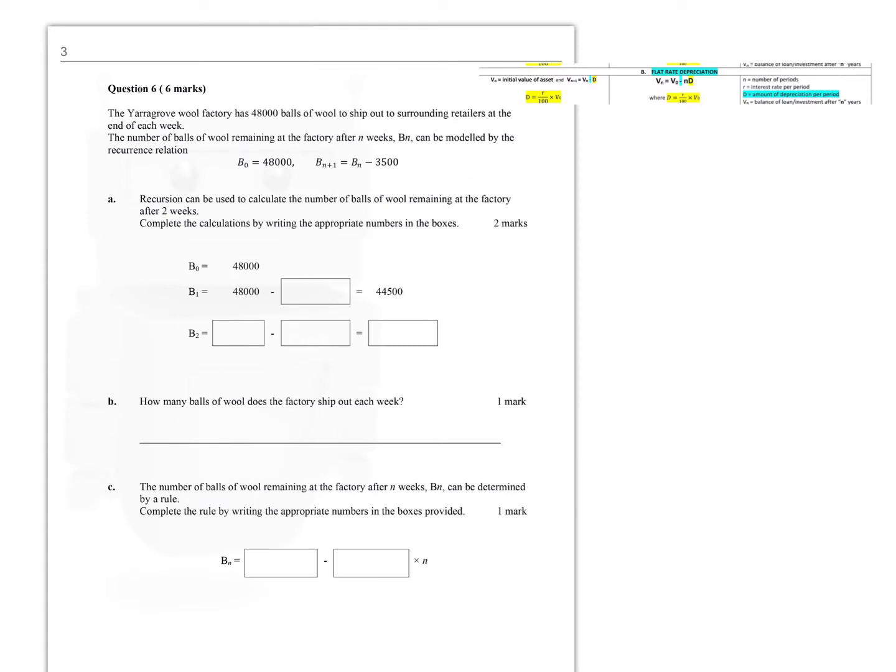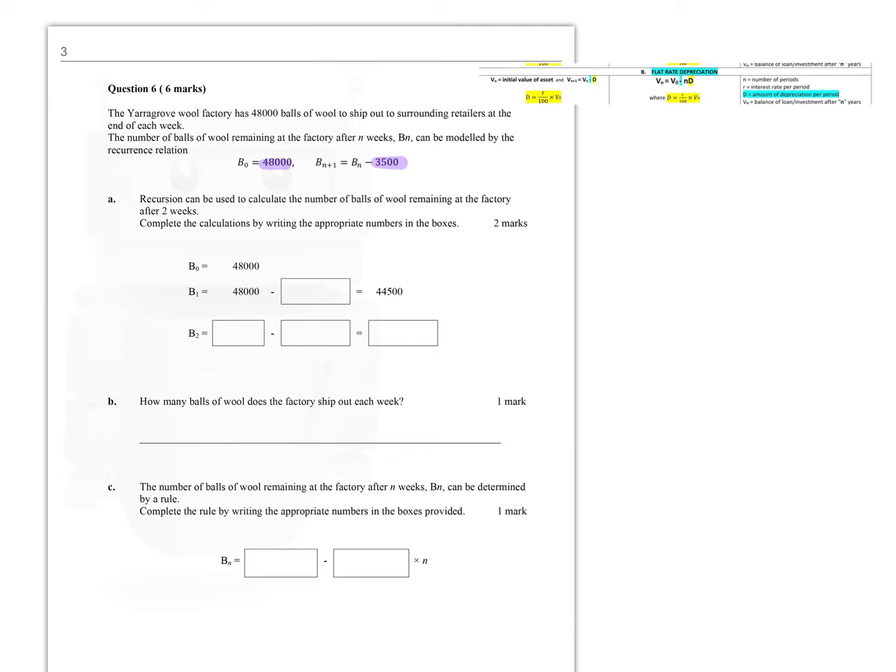Okay, the Yarra Grove Wool Factory has 48,000 balls of wool to ship out to surrounding retailers at the end of each year. The number of balls of wool remaining in the factory after n weeks can be modelled by this recurrence relation. So you know this is the start, and then every week, 3,500 get moved out. Recursion can be used to calculate the number of balls of wool remaining at the factory after 2 weeks. Complete the calculations by writing the appropriate numbers in the boxes. So this was like before, we had to show recursively. They've pretty much stepped it out for us.